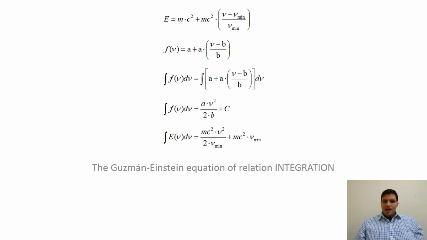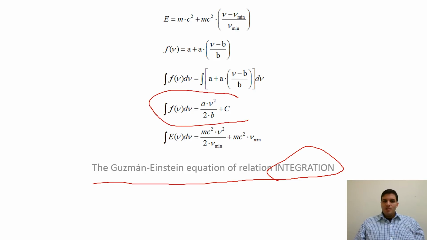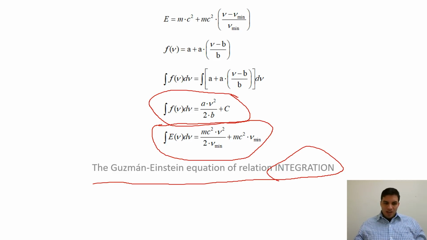And note that here I have the Guzmán-Einstein equation of relation, in particular the integration process applied to the equation. This is the final result of the equation in this form mathematically, and in this form as a physical system equation. This equation provides values of work or watts that a system requires to provide the photon with the particular frequency its energy.